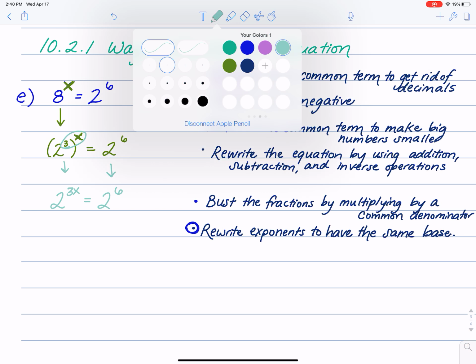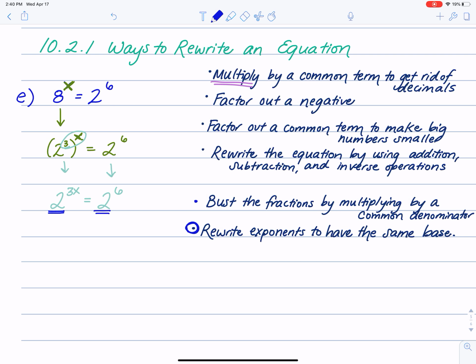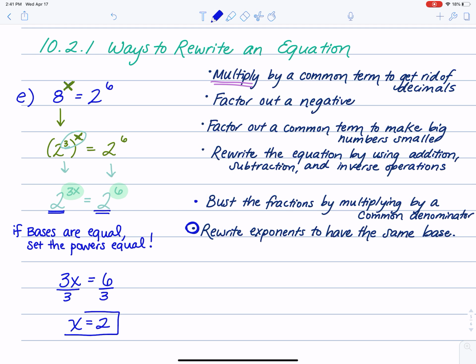Now, because we have the same base, 2 and 2, it has nothing to do with the powers being the same, but it has everything to do with the base being the same. If the bases are equal to each other, then we can set the powers equal to each other as well. So if the bases are equal, set the powers equal. What that would look like is we get rid of the 2 completely, and we write it as 3x equals 6. We take this power from up here, and we set it equal to that power from the right side of the equation. We then solve for x. Final answer, x equals 2.